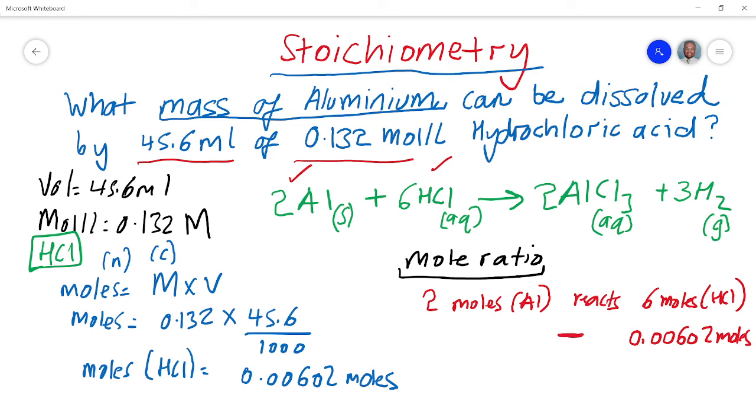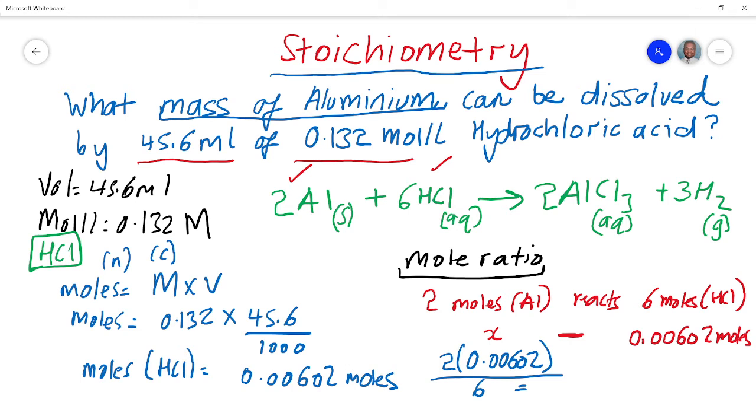So this is where you use the mathematics. Some people use an X to say, look, this is the unknown. Let's call it X moles of aluminium. So what you now need to do is cross multiply. If 2 corresponds to 6, what about 0.00602? So you go 2 times 0.00602 divided by 6, which is technically 1/3. Then you work out your answer.